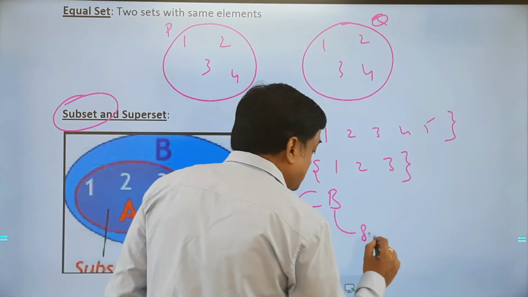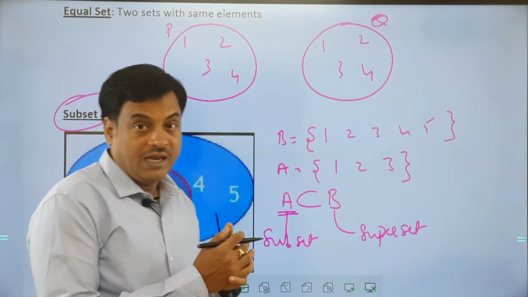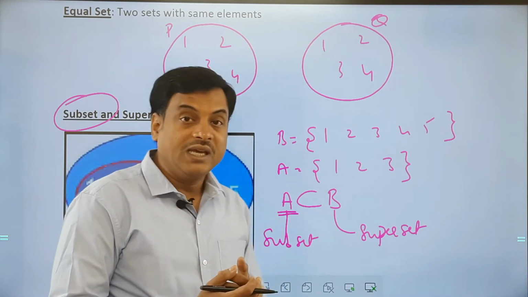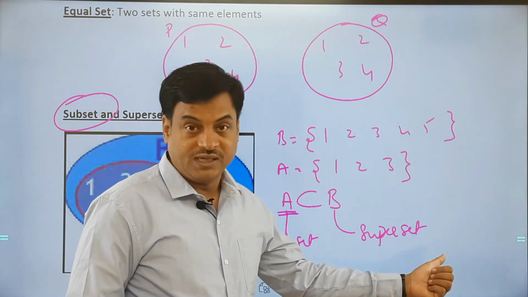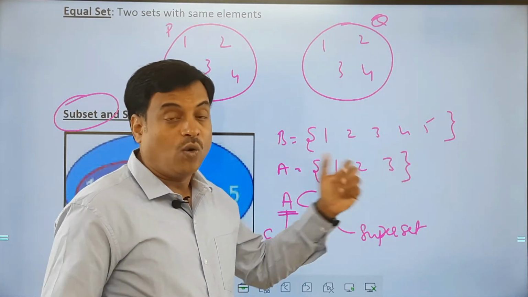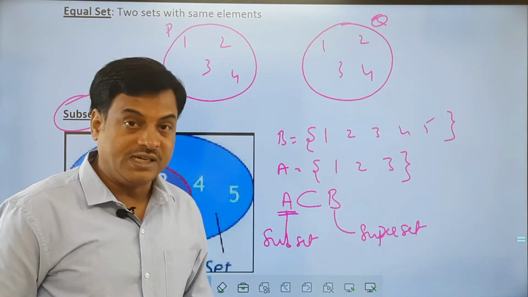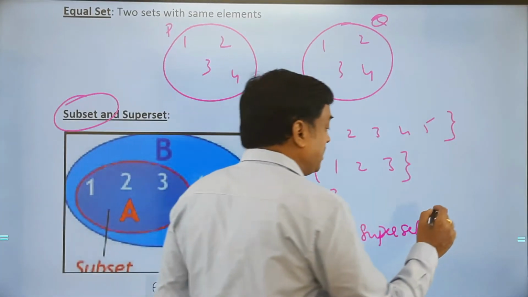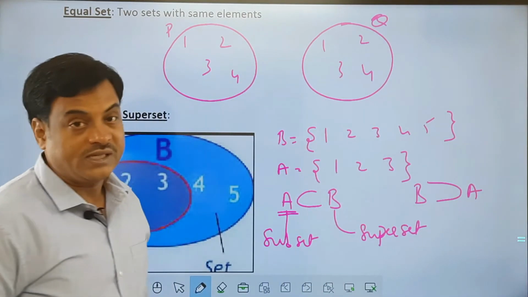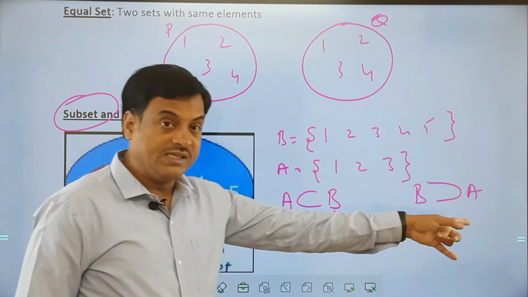And this one is called superset. That means all the elements of A have to belong to B, and B should have at least one element more than A. Then B is said to be a superset. I repeat: B has at least one element more than A and all the elements of A must be in B, then we can call B a superset. We can also write B is a superset of A. This is another way of presenting this: A is a subset of B, B is a superset of A. This is the same thing.